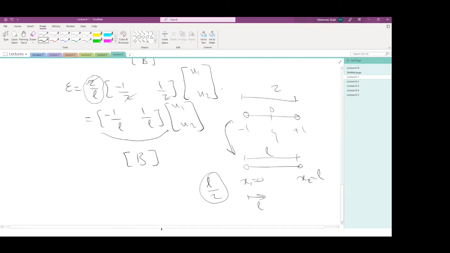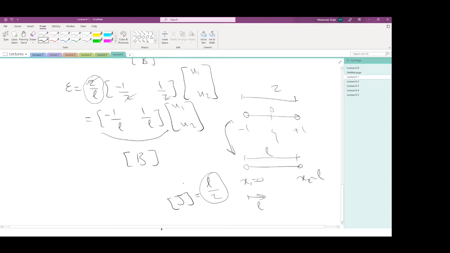Now, the generalization of this process for any order of elements or for any dimension is called the Jacobian matrix. Now, this thing here is again very famous in math and is called the Jacobian matrix. It has several applications in mathematics, and it has several applications in the finite element method as well.